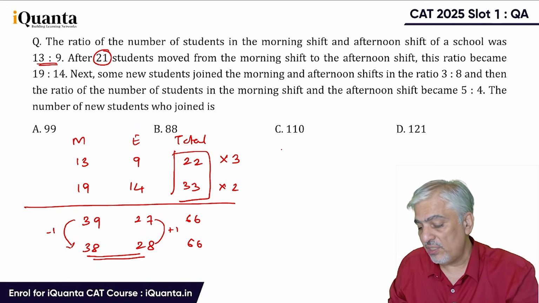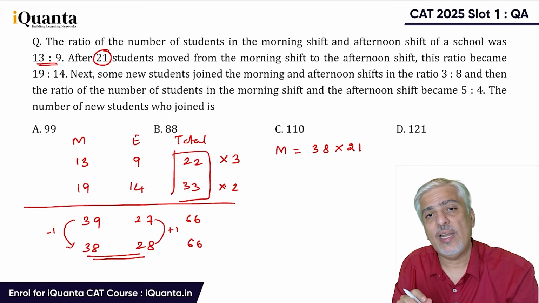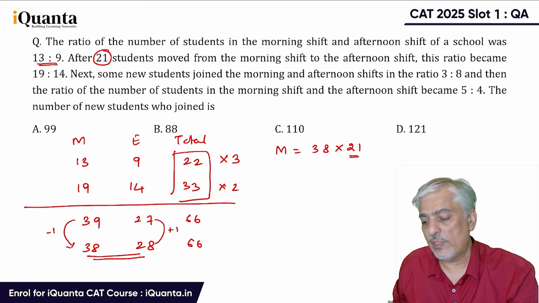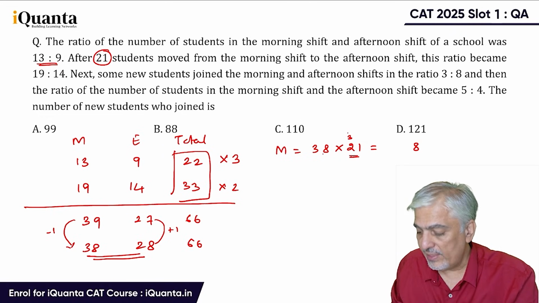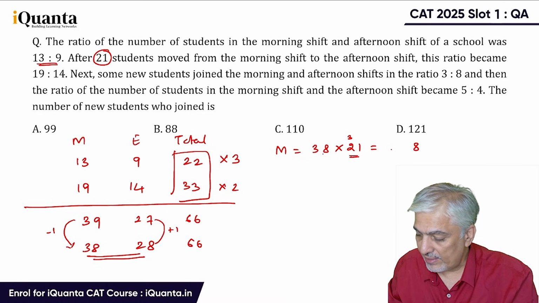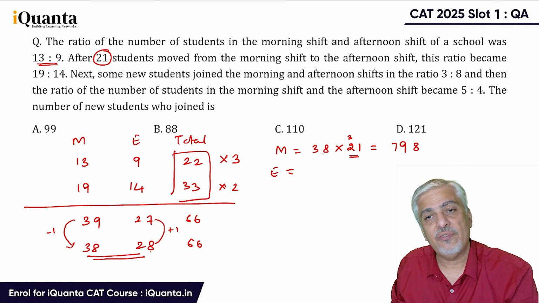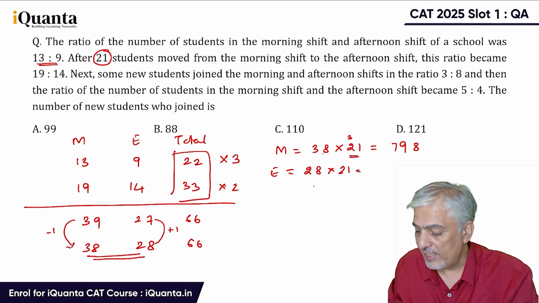That means after the transfer, morning shift is 38 into 21. Whenever I'm multiplying, if the other number is only in the tables of 2 or 1, it's easy. 38 ones is 38, 3 carry, 38 twos is 76, 76 plus 3 is 798, which is what we had got earlier also. And evening shift, we have 28 into 21, same way I can do it much easily. 28 ones is 28, 2 carry, 56 plus 2 is 588.